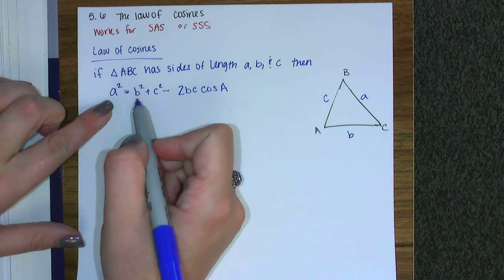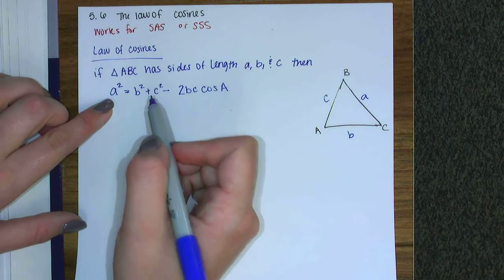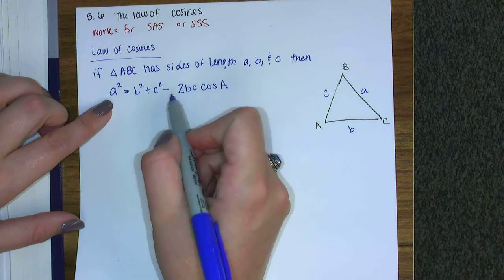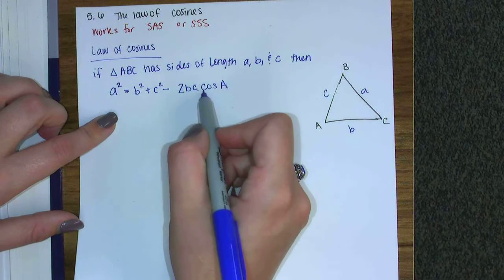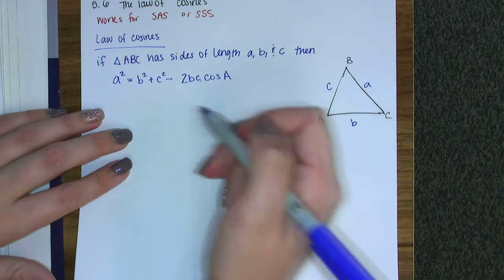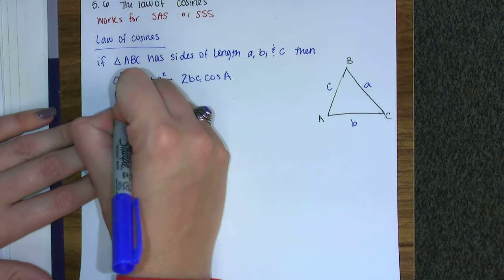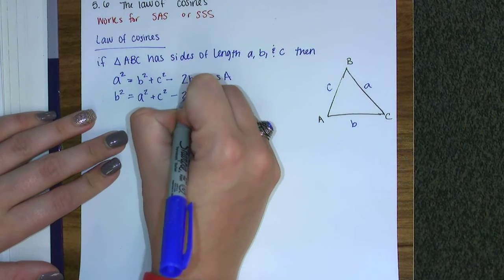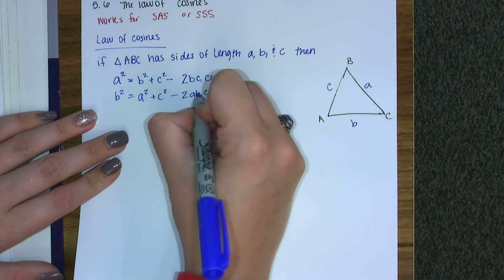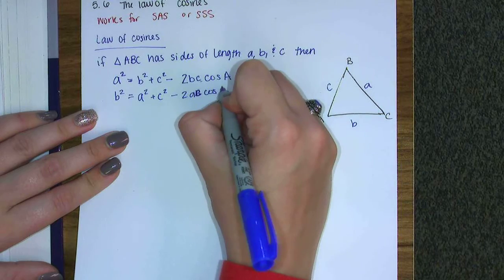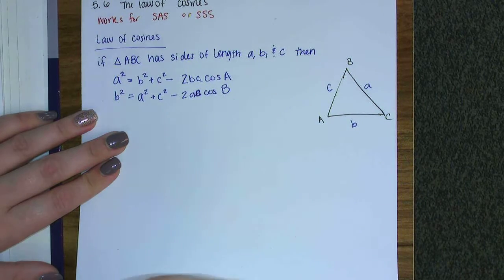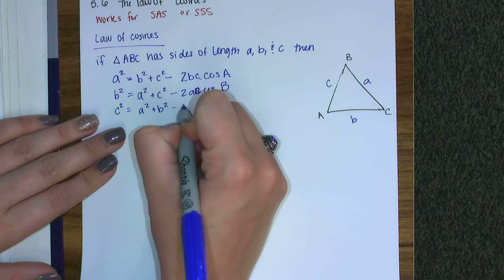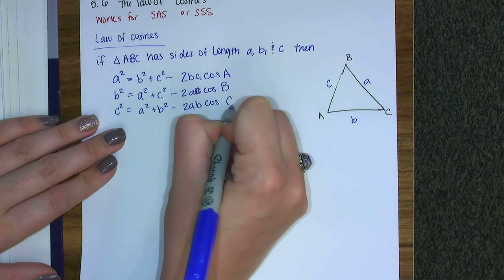So whatever the side length that we're quote-unquote solving for here, that angle is the one that goes here, and then we have B squared, C squared, and then we have B and C. So these letters get repeated here. And this is just kind of the pattern to help you follow. So that being said, then we could solve for B squared is equal to A squared plus C squared minus 2AC cosine of B. And then lastly, C squared is equal to A squared plus B squared minus 2AB cosine C.